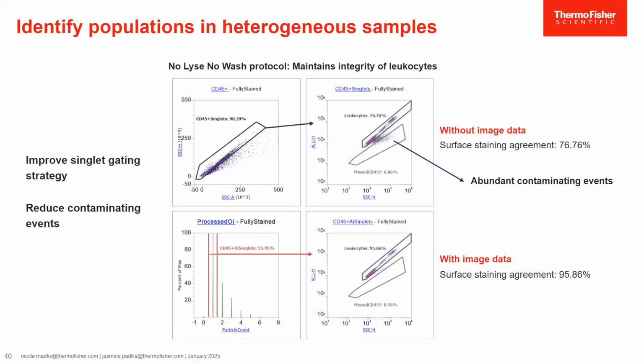The parameters can inform and improve our gating strategy. Because of the complexity of this sample, we're combining unlysed red blood cells and leukocytes. We still won't have a perfect gate, but we can see that the morphology parameters will improve the accuracy of our downstream analysis. So you can see here that we can actually get more CD45 positive leukocytes using the image morphology analysis.